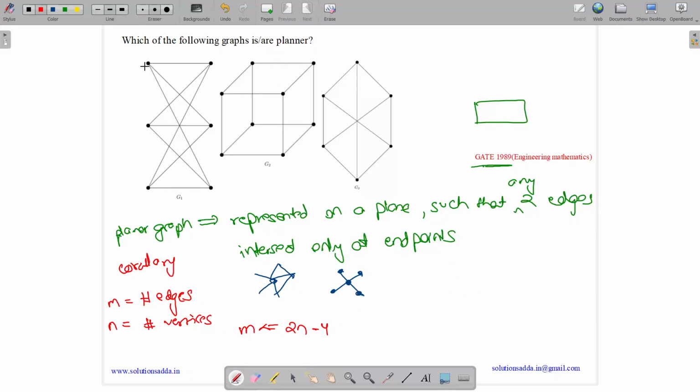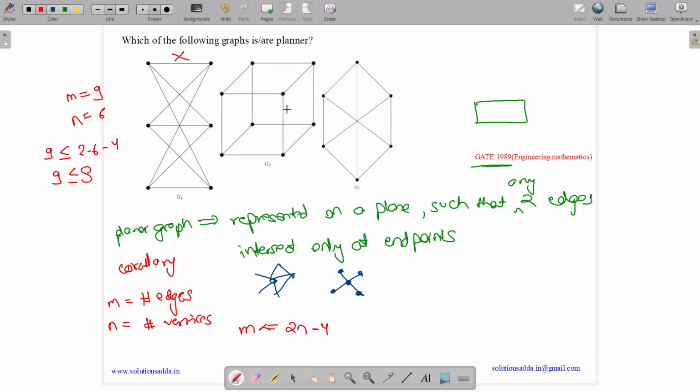So here, what is the value of m? m over here is 1, 2, 3, 4, 5, 6, 7, 8, 9. And what is n? n over here is 6. So is 9 less than or equal to 2 into 6 minus 4? Is 9 less than or equal to 8? No. So it's not a planar graph.